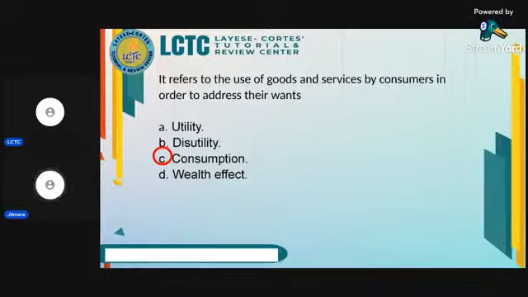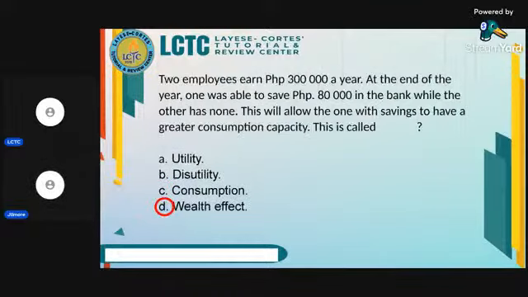So again, consumption, that's the utilization, consumption of goods and services. Utility, that's the happiness or the satisfaction that a person can get or can benefit after consuming. This utility, the very opposite, disutility. The wealth effect is the capacity of a person to have a greater consumption because of increase in wealth.